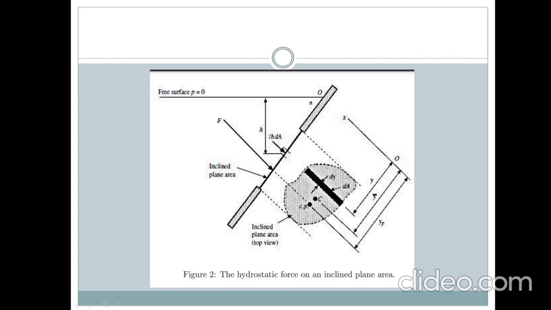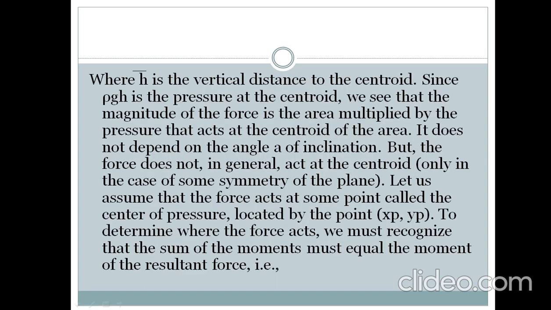The total pressure is defined as the force exerted by a static fluid on a surface, either plane or curved, when the fluid comes in contact with the surface. The force always acts normal to the surface. Where h bar is the vertical distance to the centroid, since rho g h bar is the pressure at the centroid, we see that the magnitude of the force is area multiplied by pressure, that is, it acts on the centroid of the area. It does not depend on the angle of inclination. But the force does not in general act at the centroid.